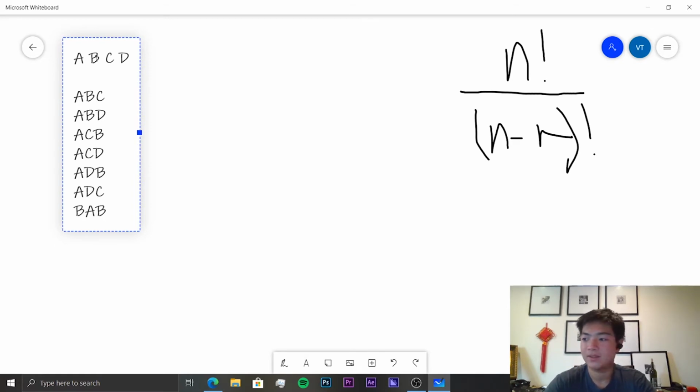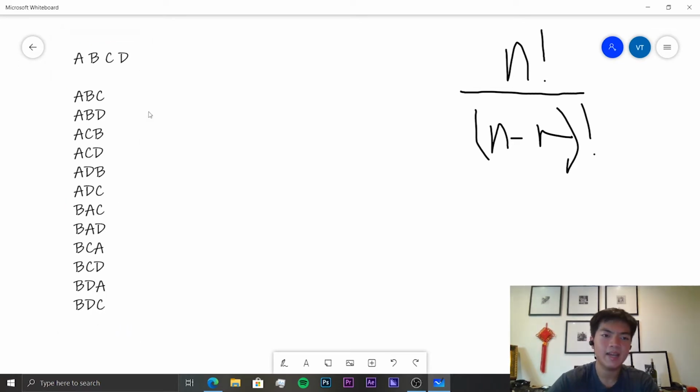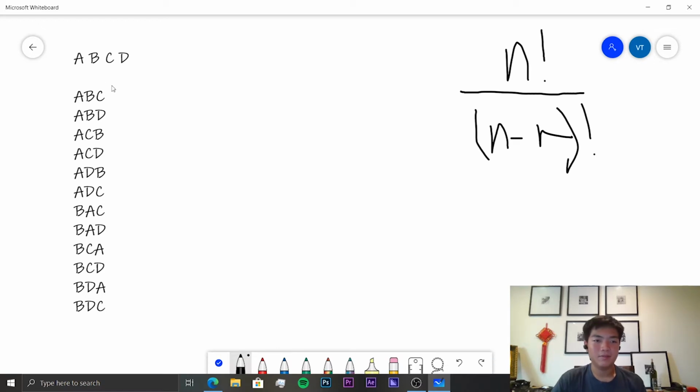Actually, wait, this would give the same amount. This is a pretty bad example. No, it's fine, actually, honestly. BAC, BAD, BCA, BCD, BDA, BDC. And if you count them all up, you'll realize that we get 24 again. So even though we're picking one less object, it doesn't matter, we get the same amount.